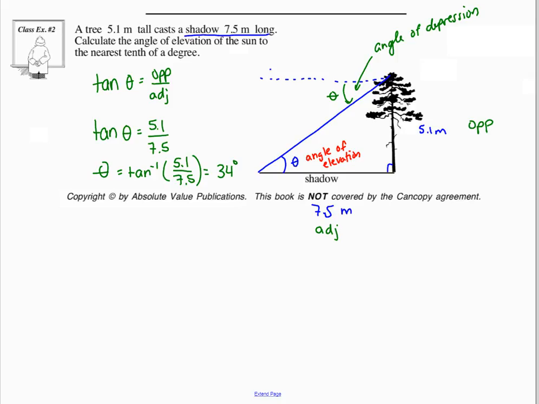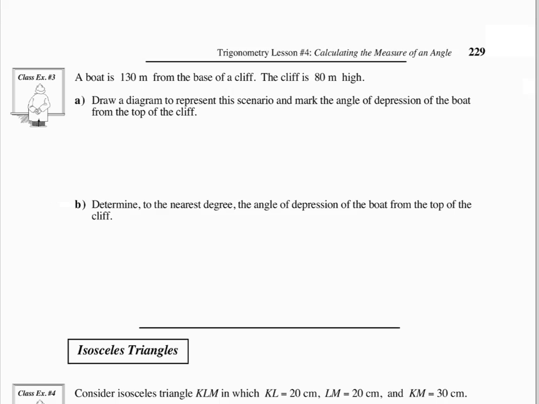Oh, 34. Oh, they want it to the nearest tenth. You're right, 34.2. I'm not used to that. It's usually nearest degree. Okay, next question. And then we're done with this lesson 4. We'll move on to 5.